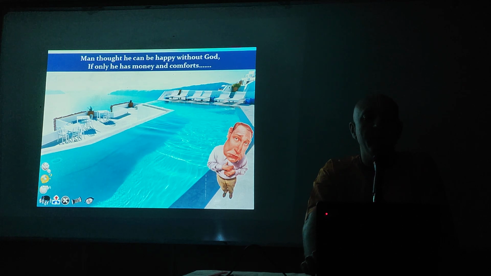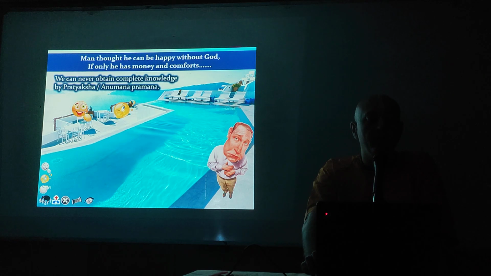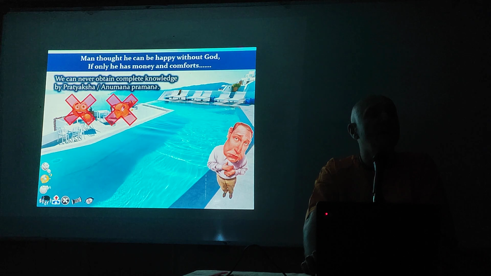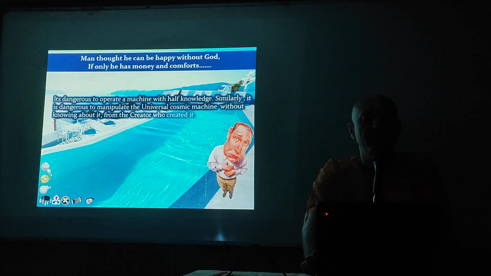So man thought he can be happy without God, only if he has money and comfort. But we can never obtain complete knowledge by pratyaksha or anumana. Pratyaksha, just to remind, means direct perception by the senses, no? Anumana is by theory and hypothesis. You can't get perfect knowledge. So it's dangerous to operate a machine with half knowledge. Similarly, it's dangerous to manipulate the universal cosmic machine without knowing about it, from the Creator who created it.